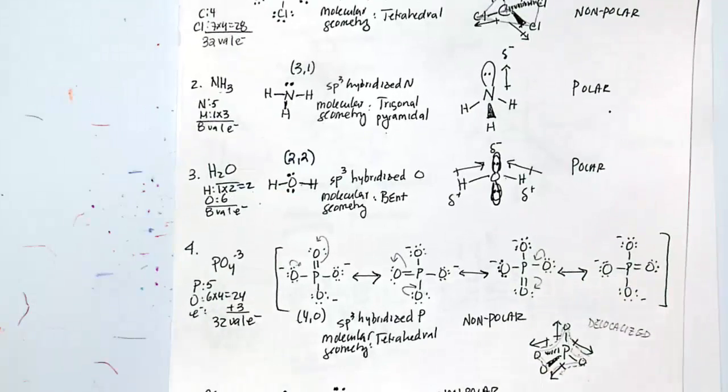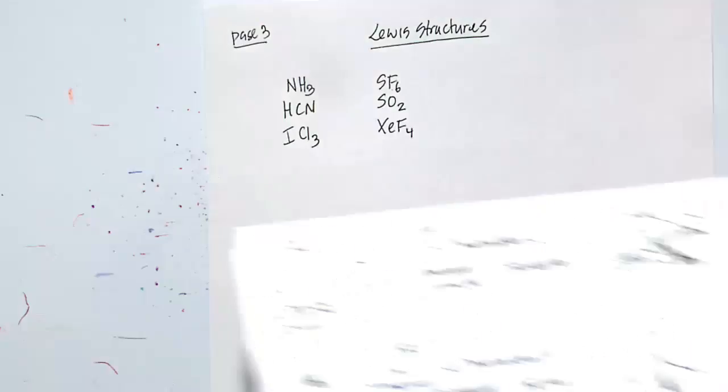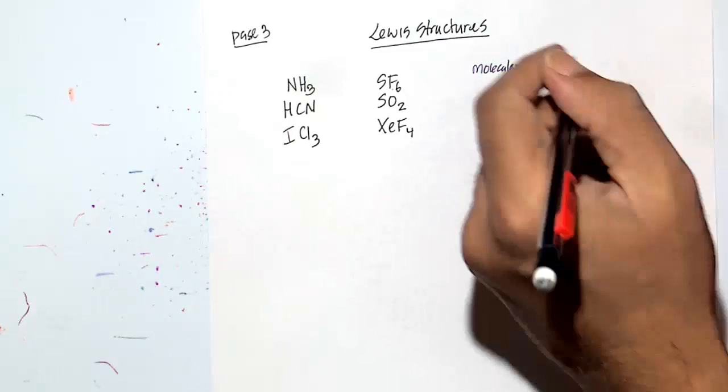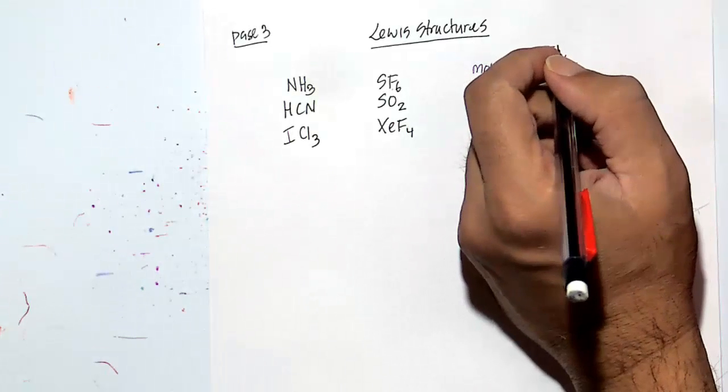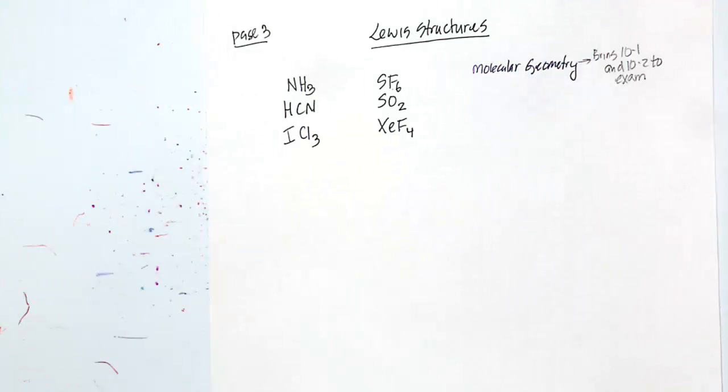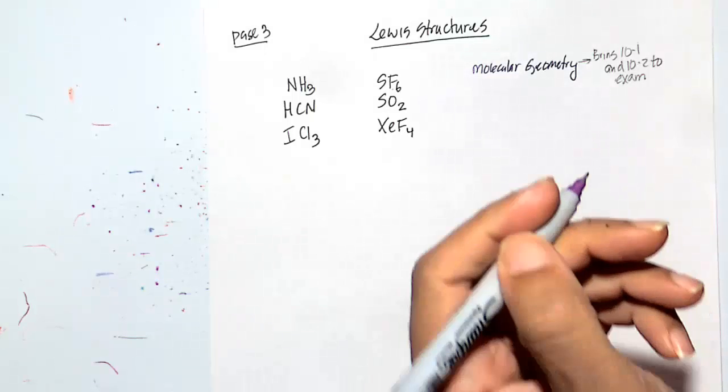So what are we interested in? What you should focus your attention on is the molecular geometry. To determine the molecular geometry, you're going to need to bring tables 10.1 and 10.2 to the exam. Make sure you have those available or close by as you take the exam. It's not something you need to memorize, but you want to bring those two. You'll need them to answer some of those questions.